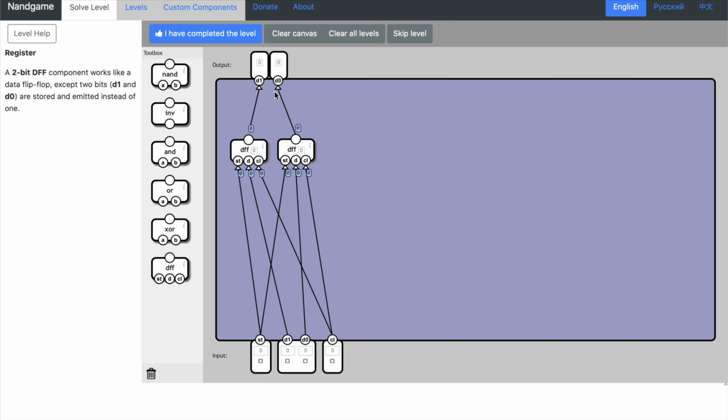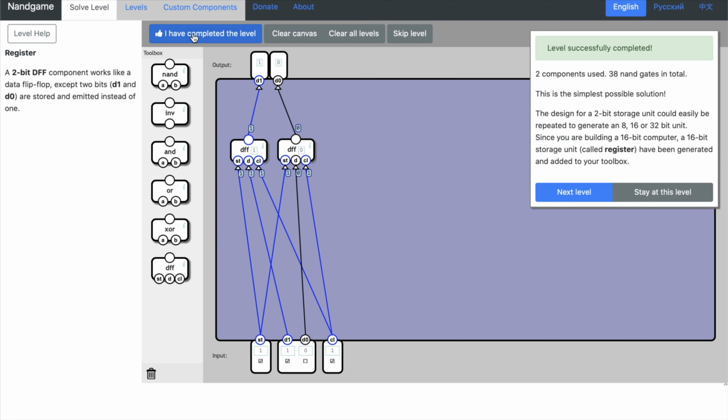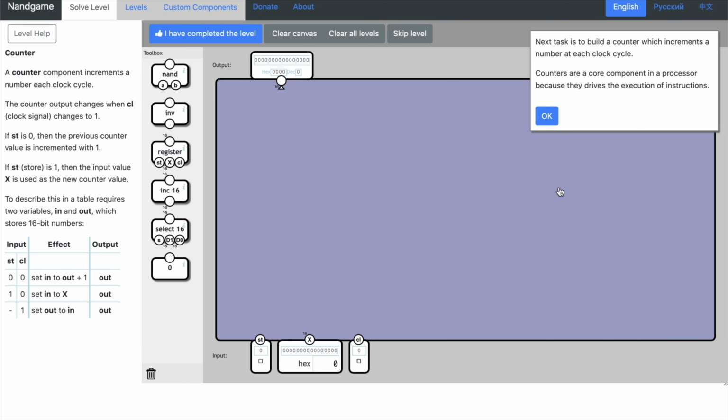Right, and you could imagine if this was a 16-bit output, we would have 16 of these lined up. Our least significant bit is on the right, our most significant bit is on the left. Does it work? Yes, it works. Congratulations. We are so smart.